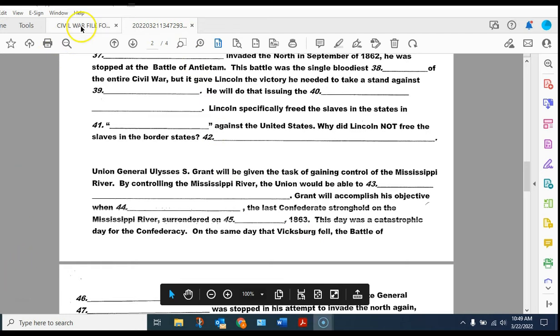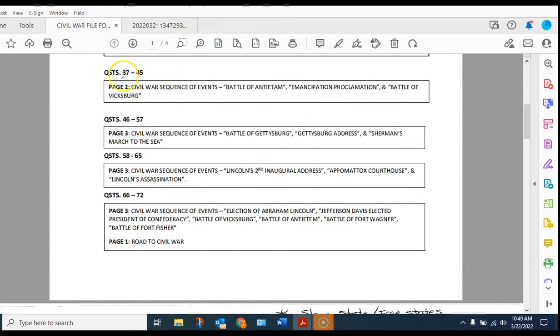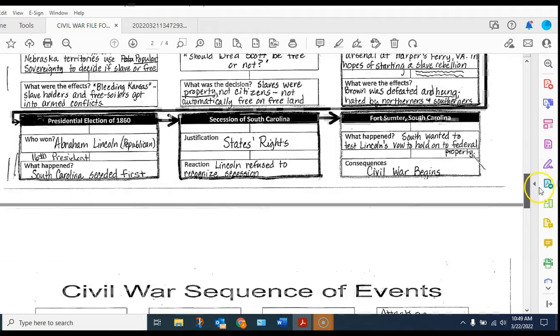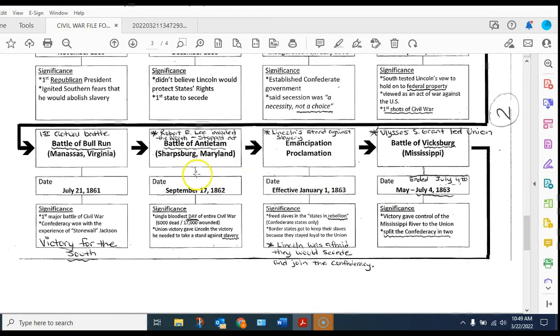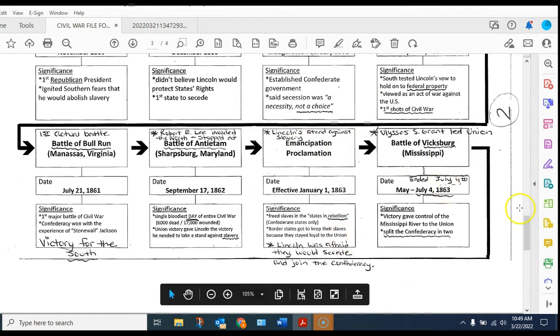All right. Okay, so now we can go over here. In questions 37 through 45, you'll go to page 2 of the Civil War sequence of events. And you'll use Battle of Antietam, Emancipation Proclamation, the Battle of Vicksburg. So you'll scroll on down. And there it is, Battle of Antietam, Emancipation Proclamation, and Battle of Vicksburg. Pay close attention to the handwritten items too, because those probably are important answers.